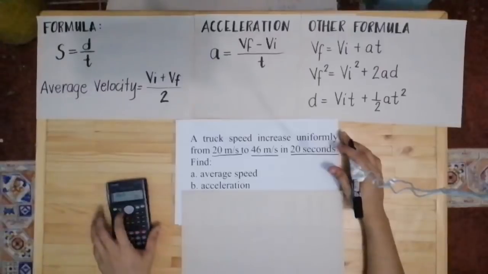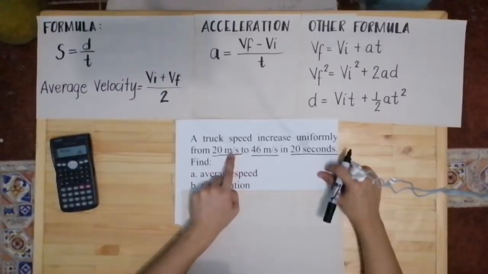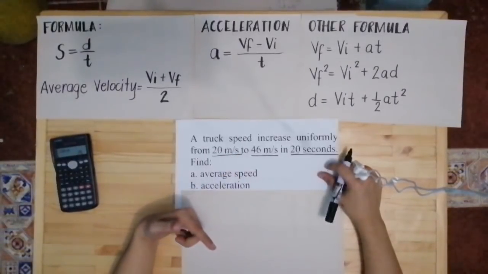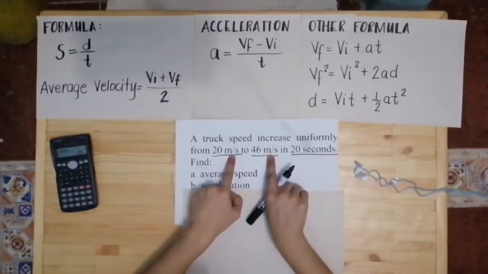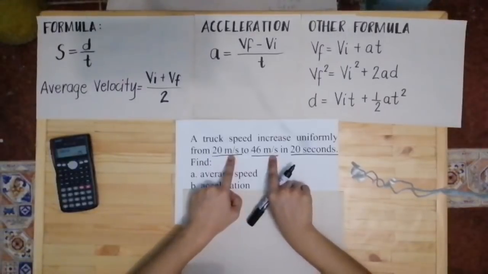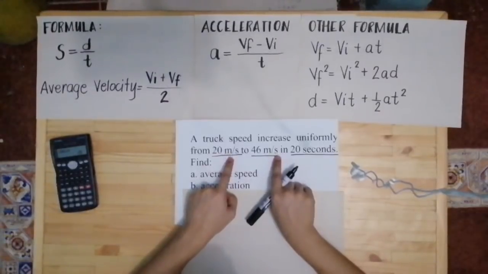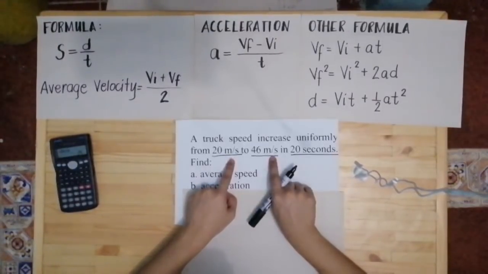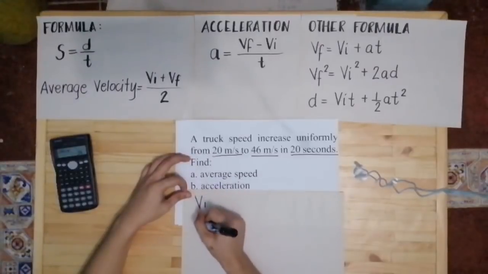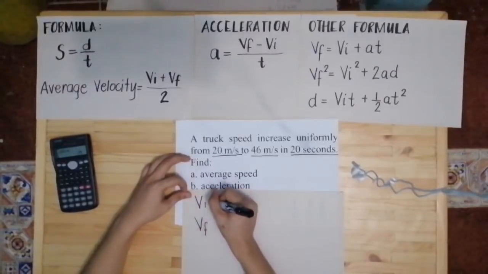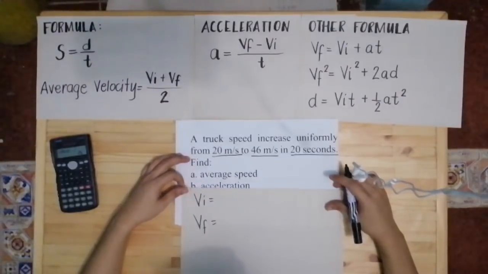Ngayon, kung papansin nyo, yung 20, may unit siya na meter per second. Ang meter per second na yan ay speed unit or velocity unit. Kapag meron kayo nakitang dalawang magkaparehas na ganyan, kunyari parehas na meter per second gaya nito, or parehas na kilometer per hour, basta parehas sila ng unit, ibig sabihin ay meron tayong initial velocity tsaka final velocity. Kasi ang VI at VF ay parehas lang ng unit.